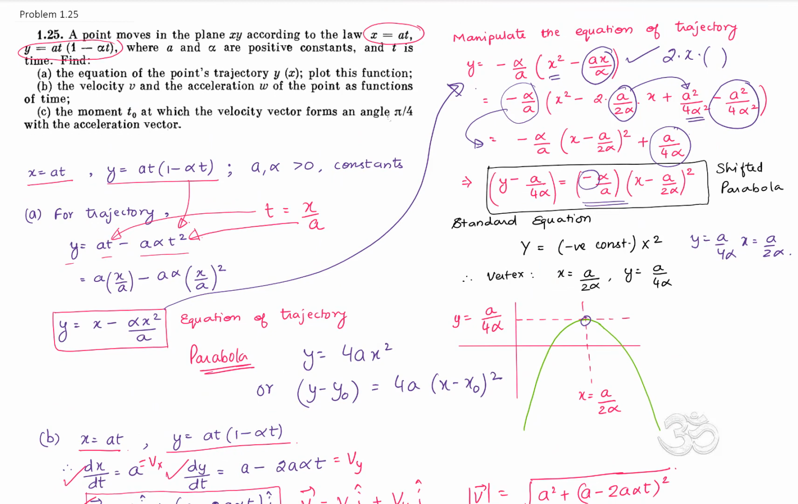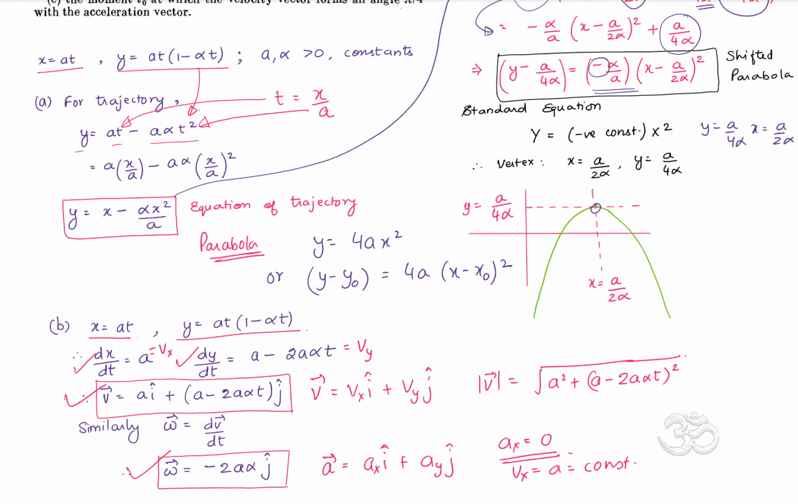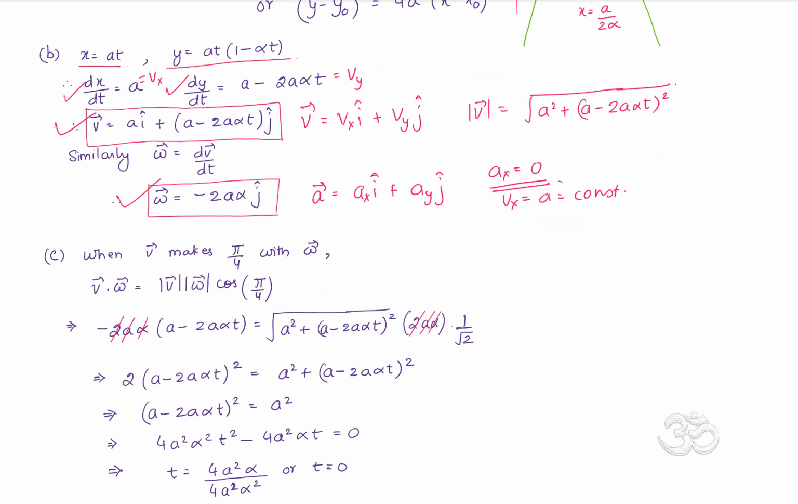Then in the C part, he wants us to find the moment t naught at which the velocity vector forms an angle of pi by 4 with the acceleration vector. So the velocity vector and acceleration vector, which are found in the B part, make an angle of 45 degrees with each other. We can write this whole equation in terms of the dot product. So v dot omega, omega is the acceleration vector here, is mod v mod omega cos pi by 4. This is true at a time when v makes pi by 4 with omega.